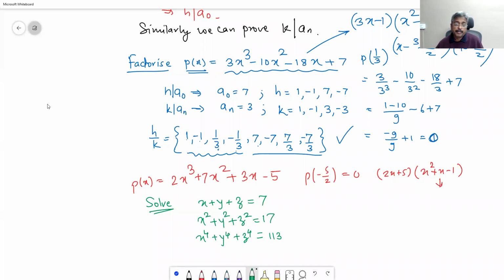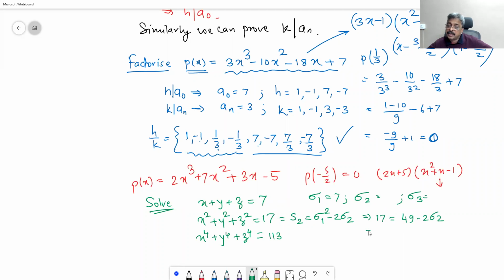Okay, so now basically if we come to know what is sigma 1, which is equal to 7 in this case, if we come to know what is sigma 2, and if we come to know what is sigma 3, we can form a cubic and solve it to get the values of x, y, z, right? So right now directly sigma 2 is not given, but S2 is given. 17 is equal to S2, which is sigma 1 square minus 2 sigma 2, right? And sigma 1 is available, therefore 17 is equal to 49 minus 2 sigma 2, which makes 2 sigma 2 equal to 32. So sigma 2 is equal to 16. Is that right?